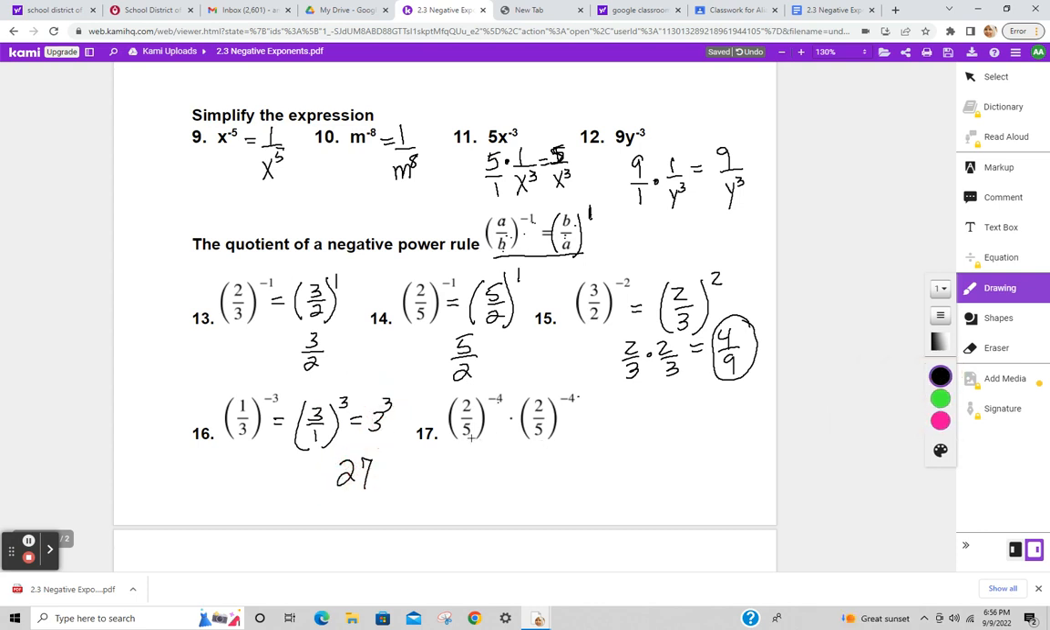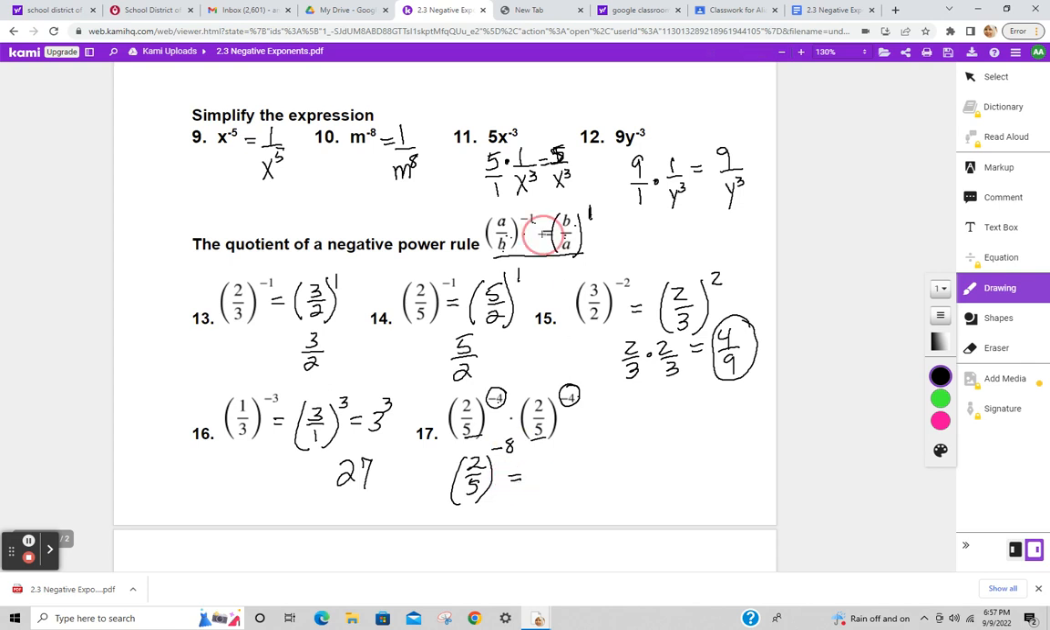In this problem here, we have the same base, 2/5, 2/5. So we're going to keep 2/5, and we're going to add our exponents, because these are products with the same base. All right, now we just add them. -4 plus -4 is -8. So that's our first step.